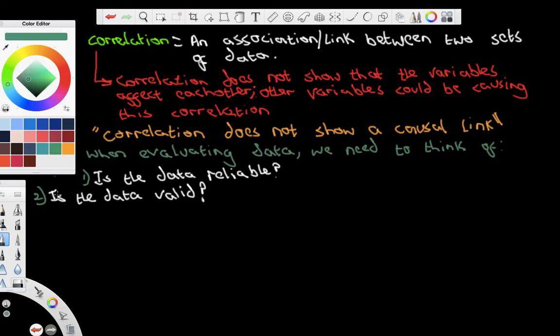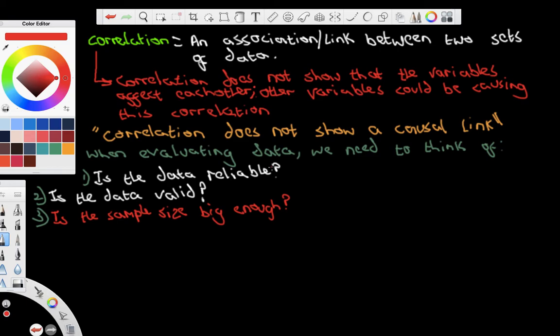Number three, and this is a very important one, this seems to be an examiner's favourite at GCSE, so I'm going to put it in red. Is the sample size big enough?